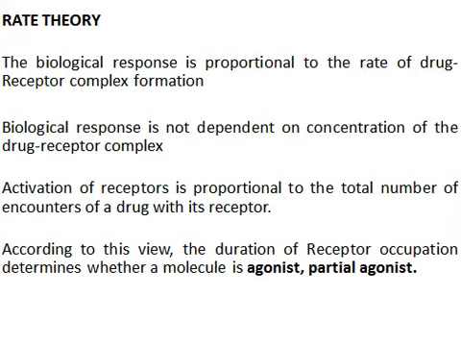So according to this rate theory, the duration of receptor occupation determines whether a molecule is agonist or partial agonist, right? So if a drug gets bonded with a receptor fastly, it will give you a huge response. So that will be an agonist. While if a drug binds slowly, that will give some partial response. So such an agonist will be a partial agonist, right? So this is rate theory. According to this theory, the biological response is directly proportional to the rate of formation of drug receptor complex.